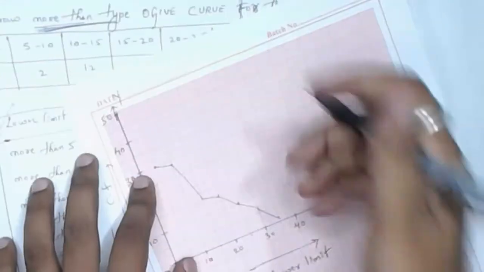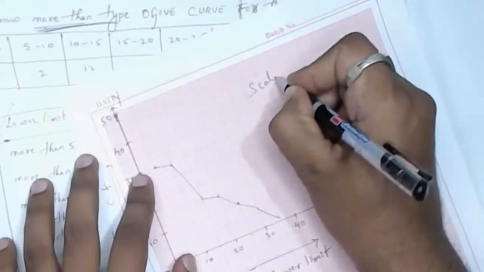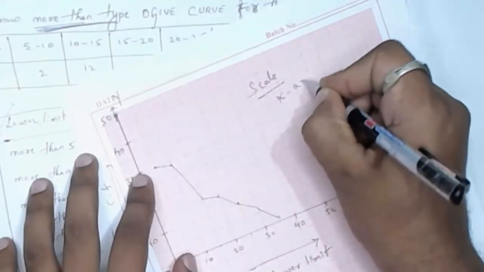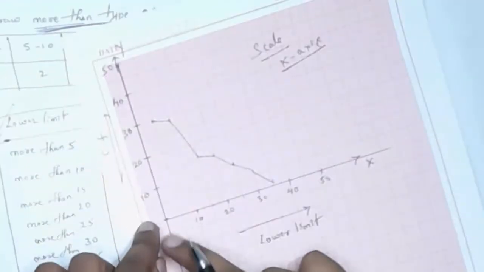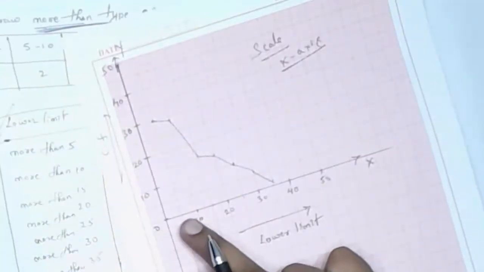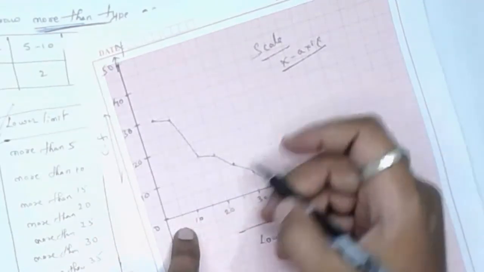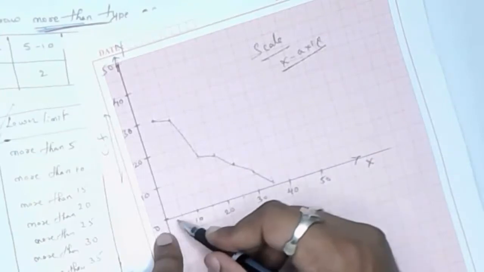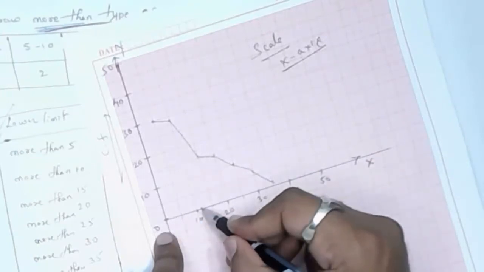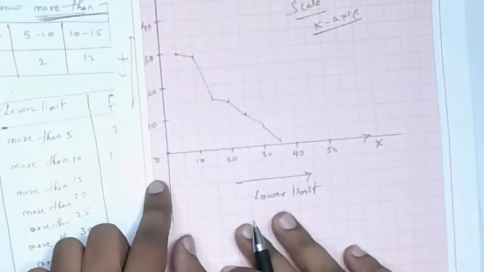Now you should not forget to write scale. Scale, x-axis 0 to 10. If you have written 5, you can write 0 to 5, that is 1 unit. Okay, but here 0 to 10, how many centimeters? From here to here is 1 and here to here is 1, that is 2 centimeters. It's nothing but 2 centimeters.